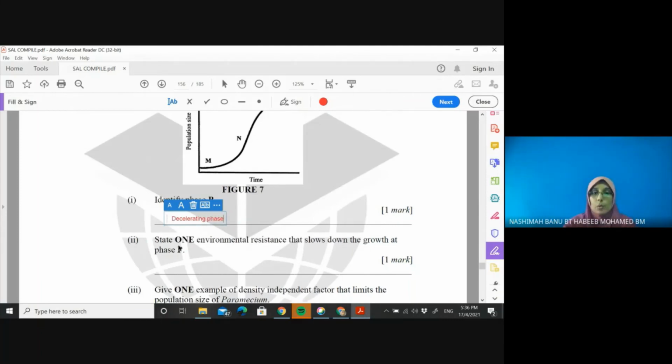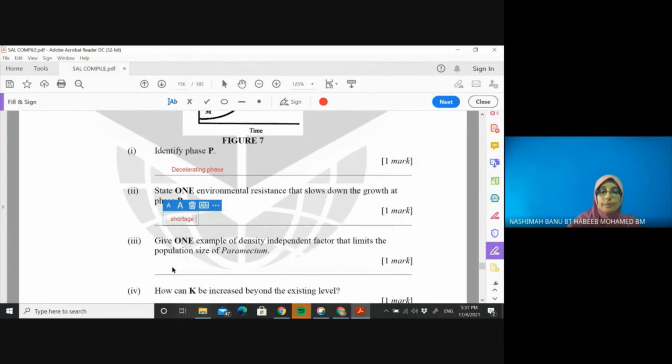Okay. So one environmental resistance that slows it down. What is environmental resistance? It rises a lot but suddenly starts to slow down. So normally shortage of food. And we see it is actually Paramecium. So accumulation of toxic waste. Okay, what else? Shortage or limited space.